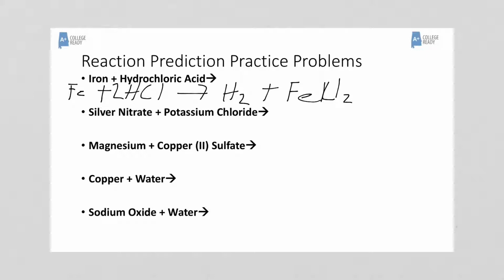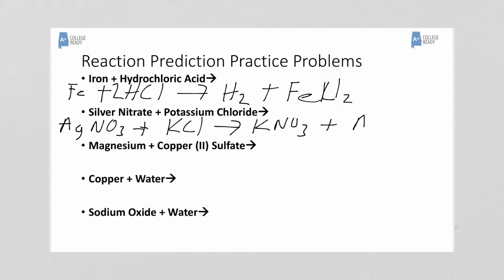Next, we have silver nitrate plus potassium chloride. So we have two salts reacting together. Silver nitrate is AgNO3. Potassium chloride is KCl. So they double replace each other. So we're going to get potassium with nitrate. And we're going to get silver with chloride. Both of those are 1+ ions.